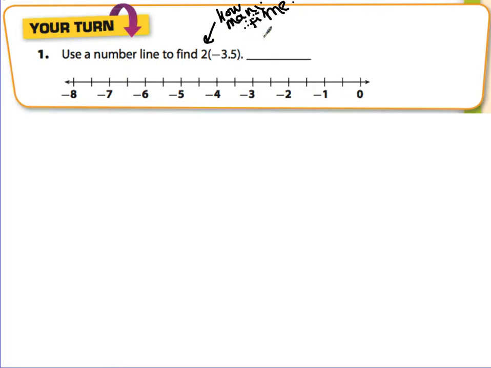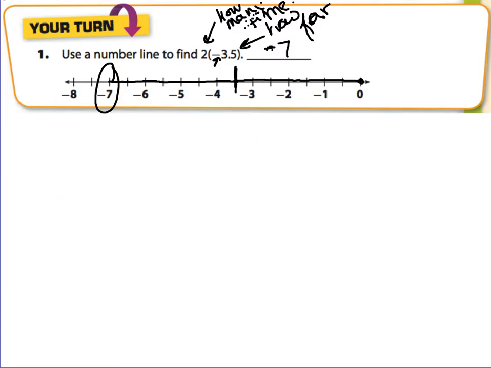There we go. And this one tells me how far. Okay, so 2 times we're going to go negative 3.5. So we're going to start at 0 and go to the left 3.5. So that's 1. And then we're going to go one more time. So this is 1, 2, 3. So that's 3, and then another half. That's going to give us negative 7. Okay, so that's how we use the number line.